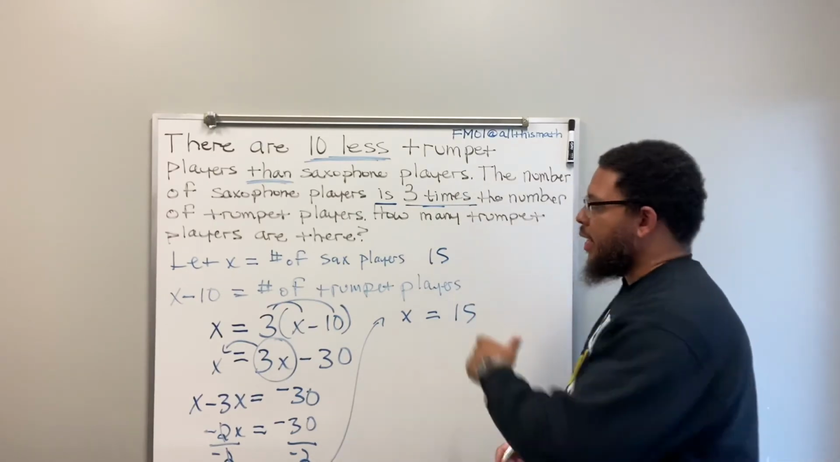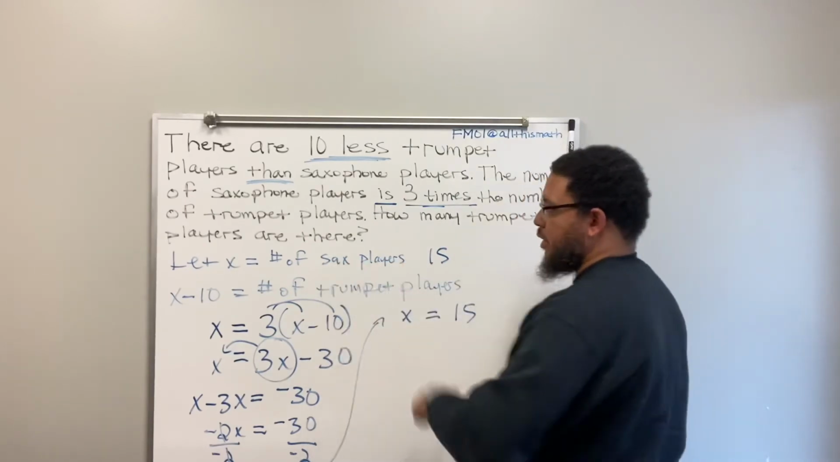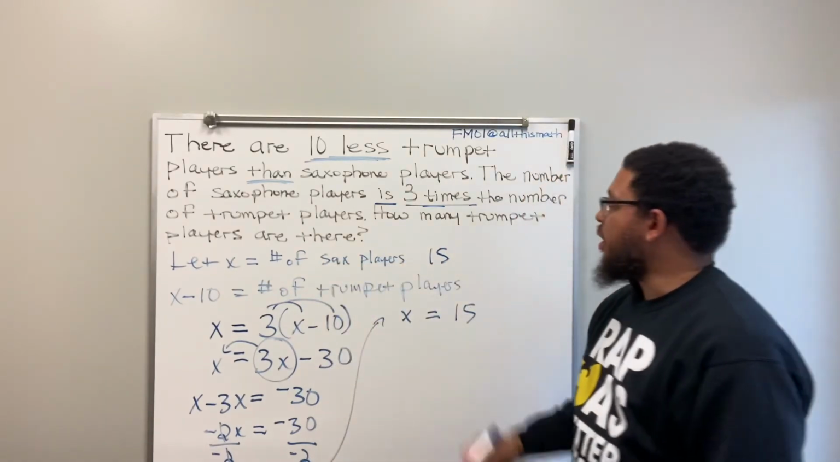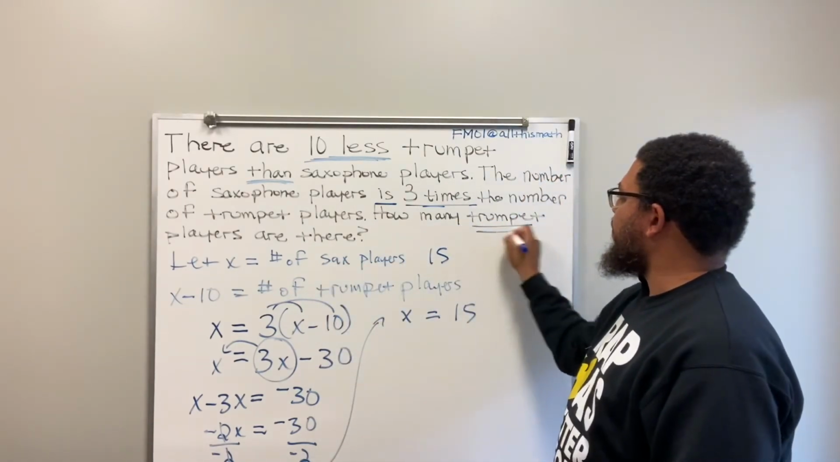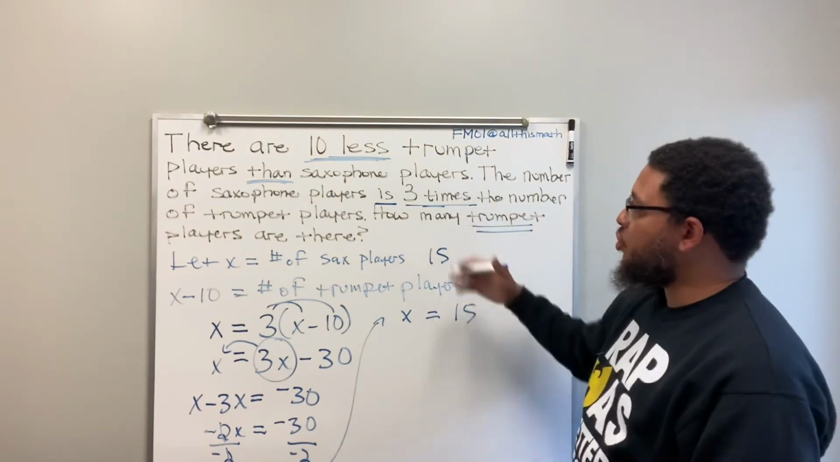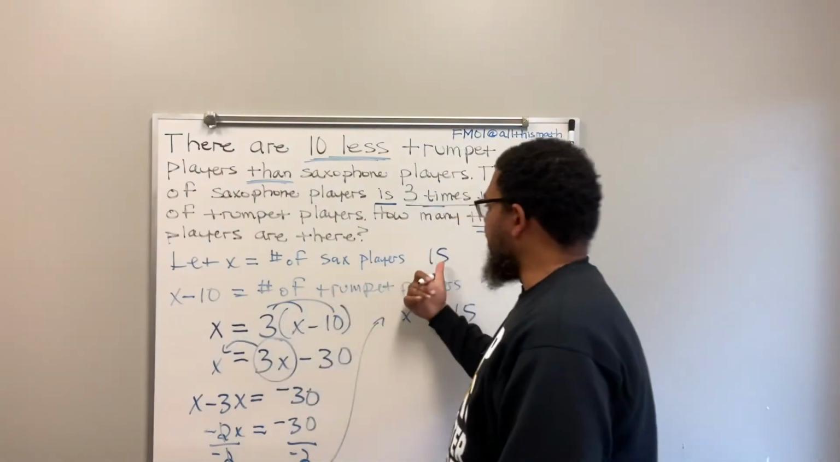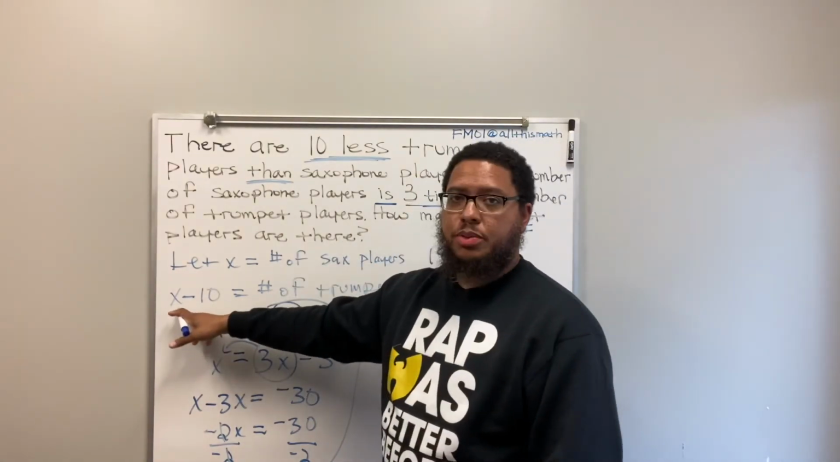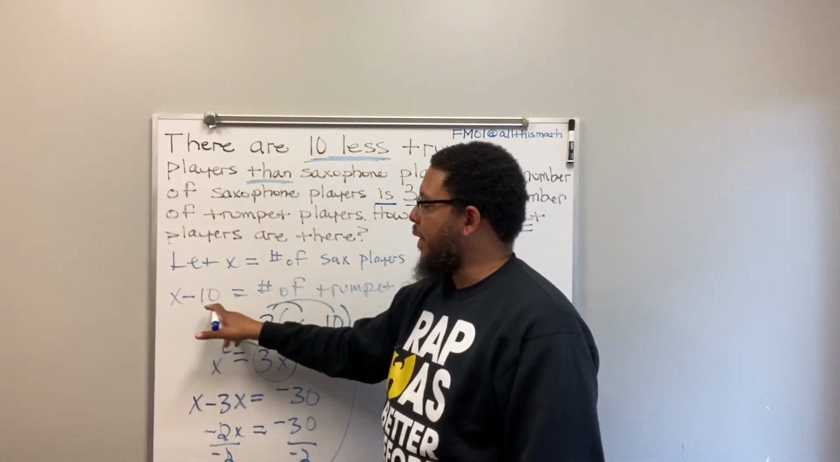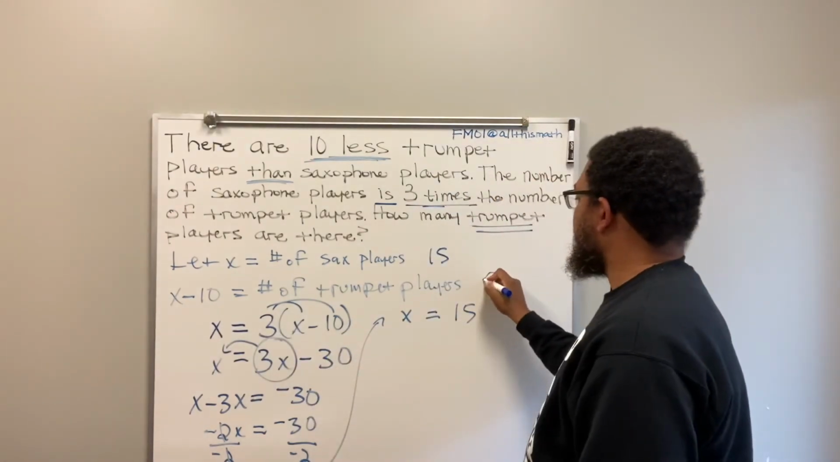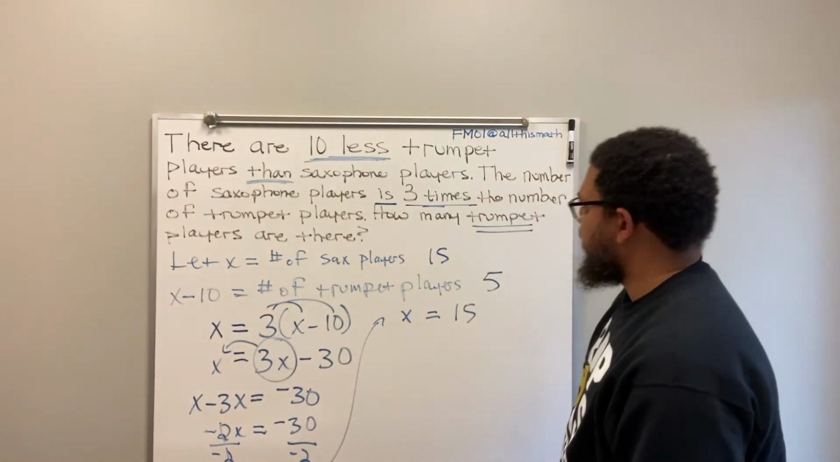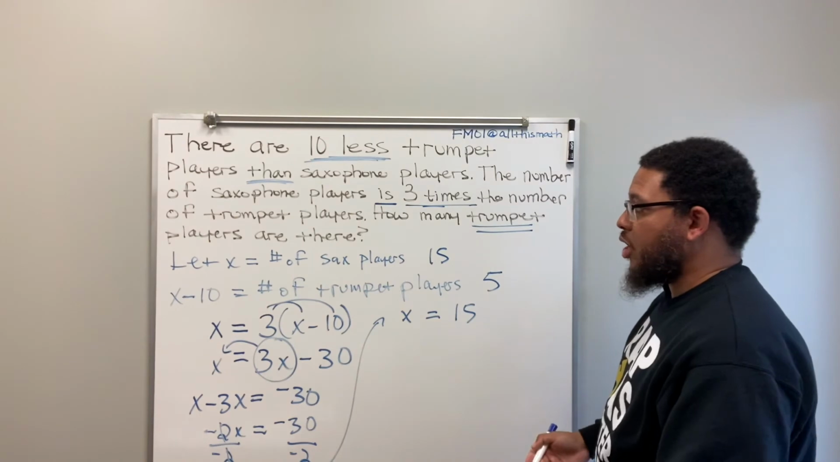Reading is fundamental. They ain't asked you how many saxophone players it was. That's not what they asked you. They asked you how many trumpet players there are. So the trumpet players is x minus 10. So if you know x is 15, replace the x with the 15, do 15 minus 10, which is 5. Right? And we can also check our work, right?